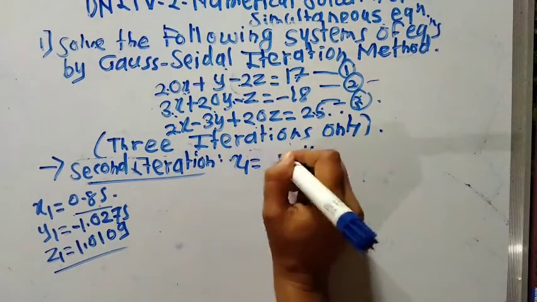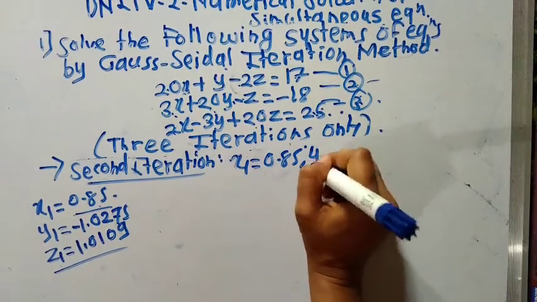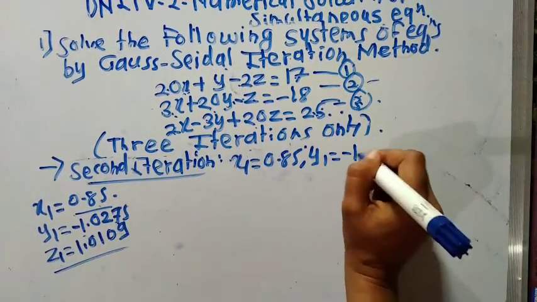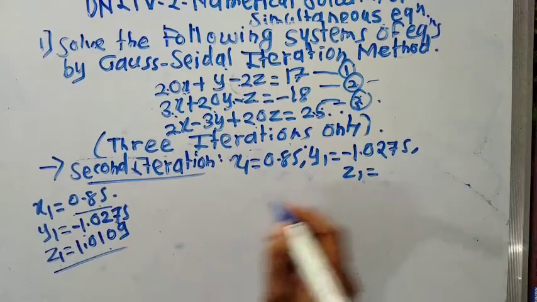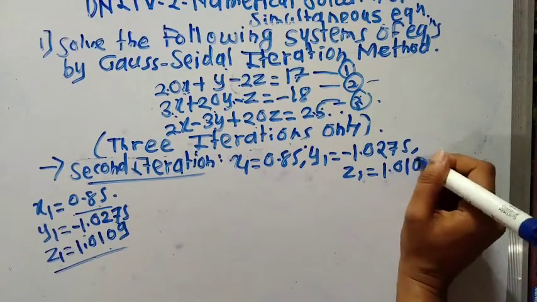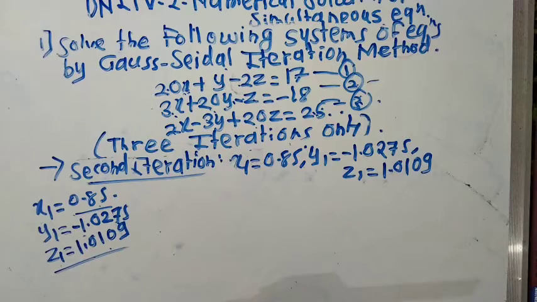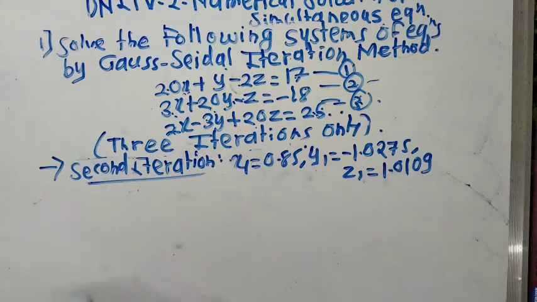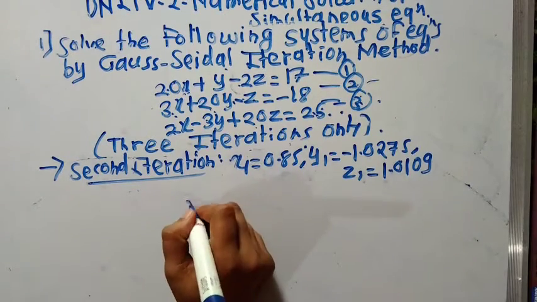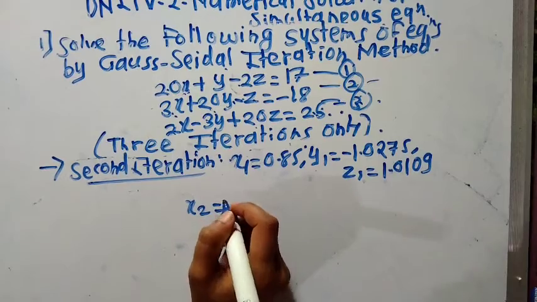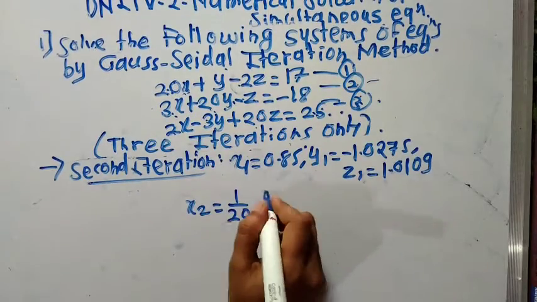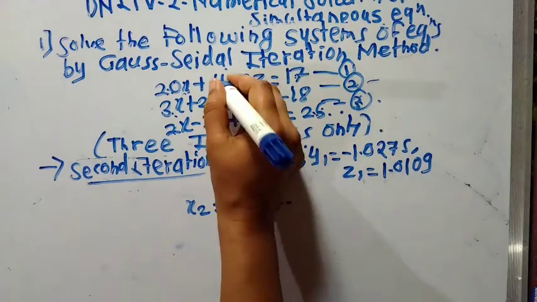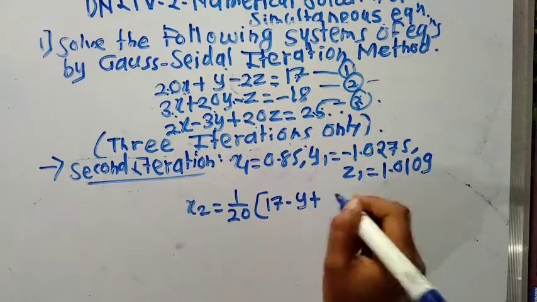Then find out the second iteration. x1 is 0.85, y1 is minus 1.0275 and z1 is 1.0109. So first find out x2, y2 and z2, then find out x2. So x2 from equation first, 1 divided by 20, 17 minus y plus 2z.